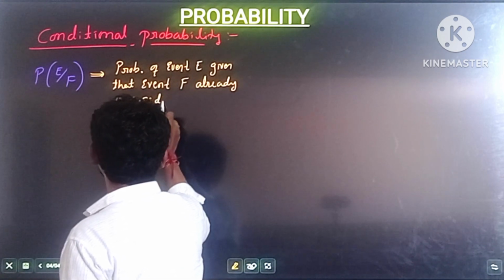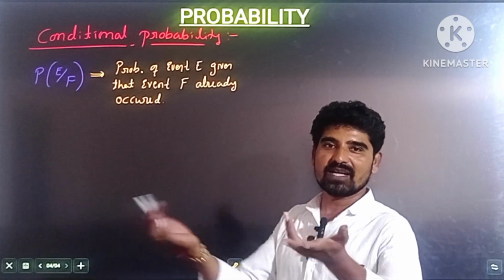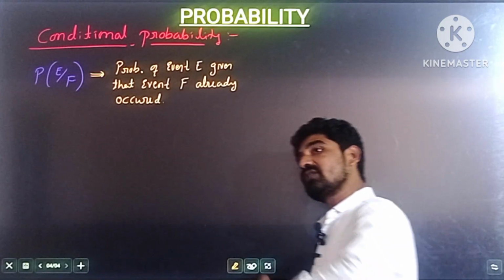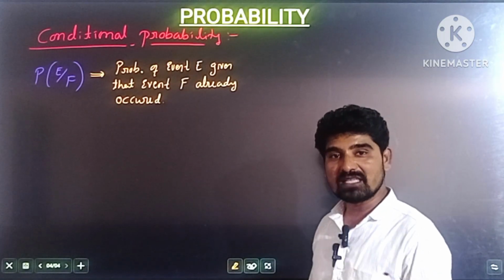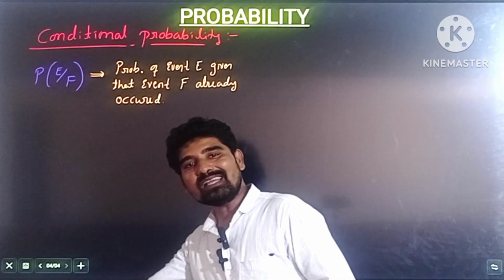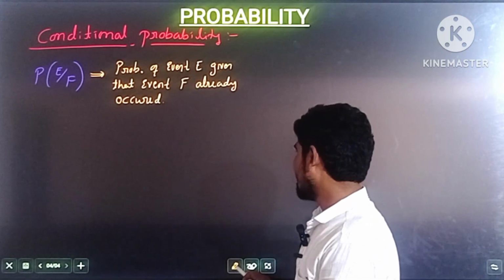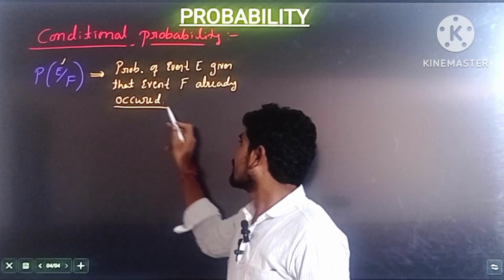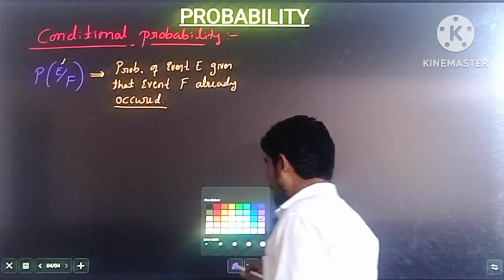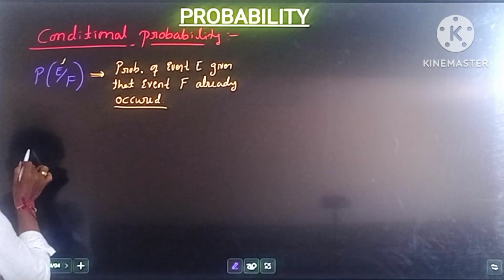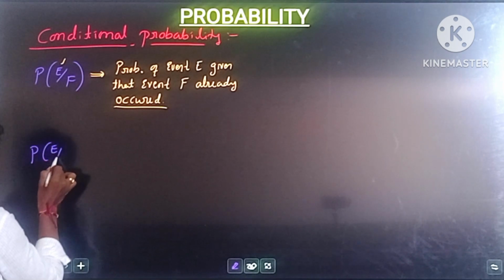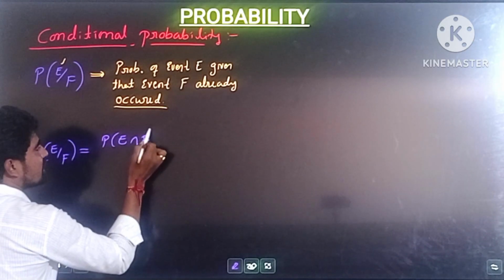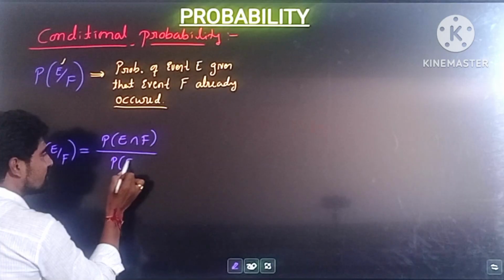Until now we were calculating the probability of event A or event B or event E, event F, anything. But in this concept we are calculating the probability of an event when the other event has already occurred. So here we are calculating the probability of event E given that F has already occurred. Therefore, the formula to calculate the probability of E by F is probability of E intersection F divided by probability of F.